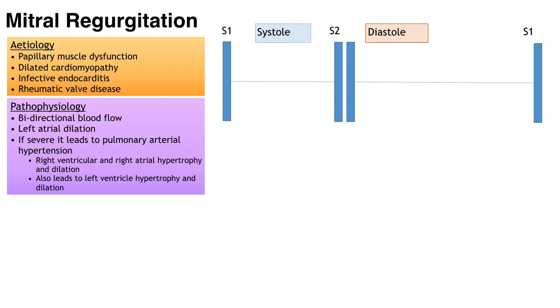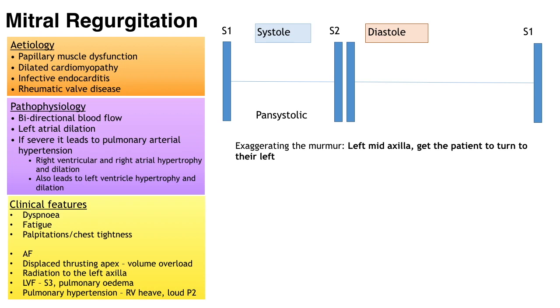If the incompetency is severe, it causes a high left atrial pressure, which in turn transmits backwards into the pulmonary circulation, causing pulmonary venous and later pulmonary arterial hypertension. This in turn results in right ventricular and right atrial hypertrophy and dilatation. Severe mitral incompetency can also cause a volume overload in the left ventricle, which results in left ventricular hypertrophy and later dilation. Now, a patient with this will complain of dyspnea on exertion, peripheral edema, palpitations, and maybe fatigue. And an acute presentation will be similar to aortic regurgitation.